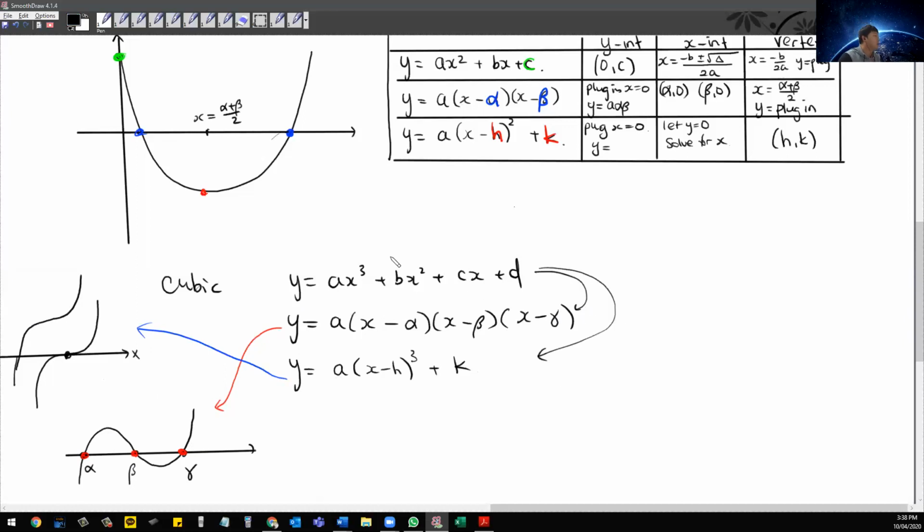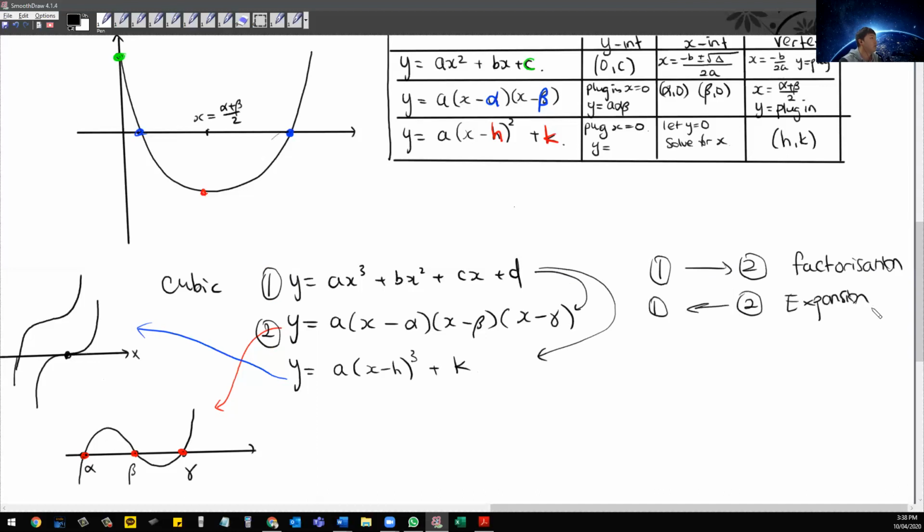And of course, the process of going from form number 1 to 2 is known as factorization, true? And going from 2 to 1 is expansion. And if you go from 1 to 3, that's completion of the cube.